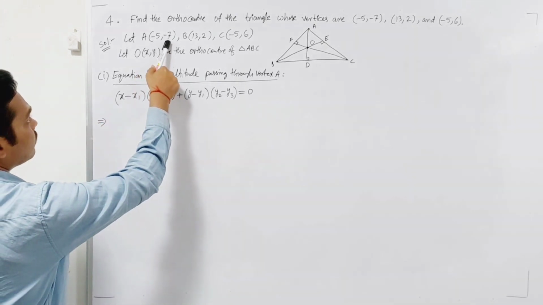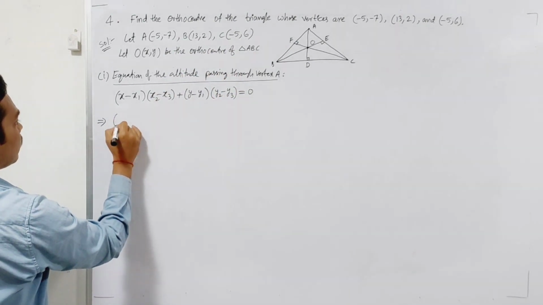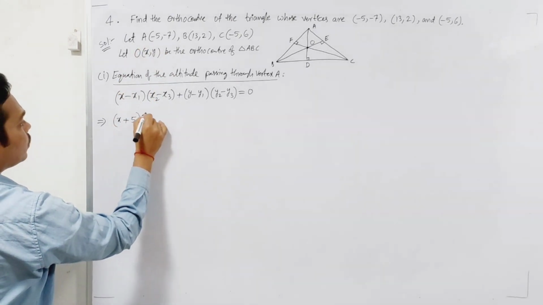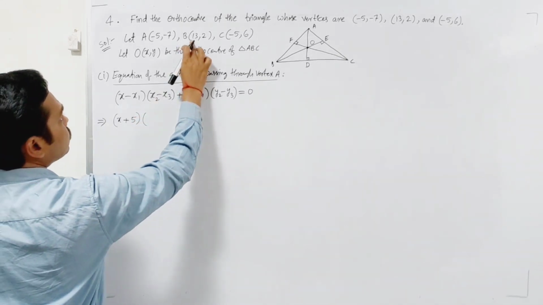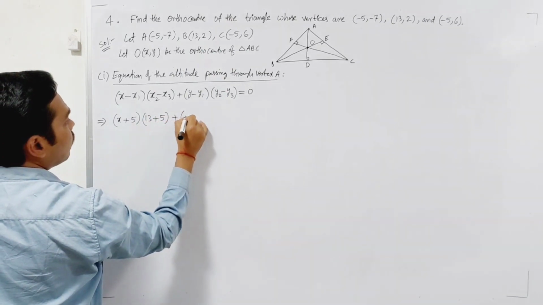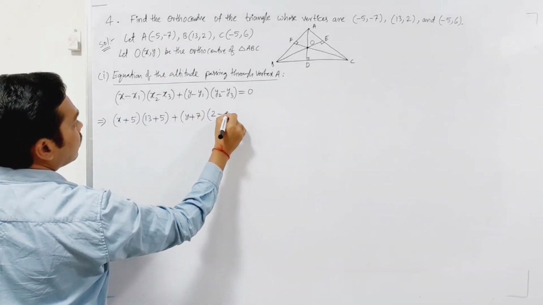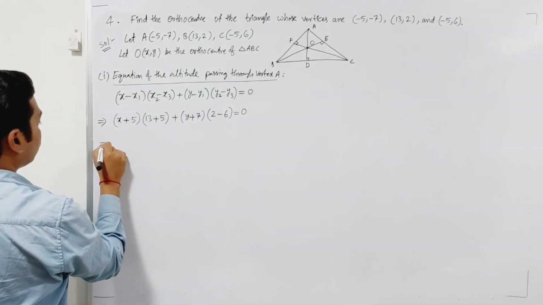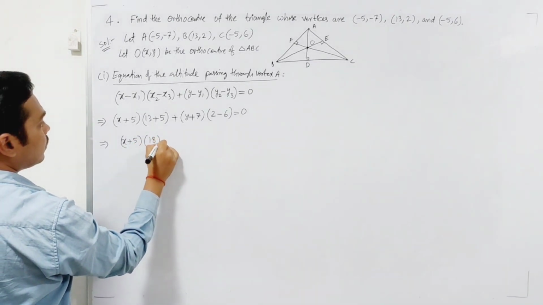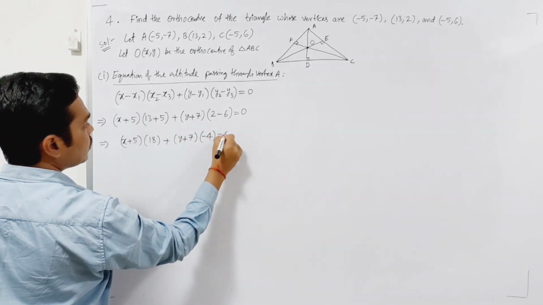First point is x1 y1, second point is x2 y2, and third point is x3 y3. Apply the formula, put the proper values. X minus x1, that is minus of minus 5, into x2 minus x3, that is 13 minus of minus 5, plus y minus y1, that is minus of minus 7, into y2 minus y3, that is 2 minus 6, equal to 0. Now simplify this one. X plus 5 into 18 plus y plus 7 into minus 4 equal to 0.